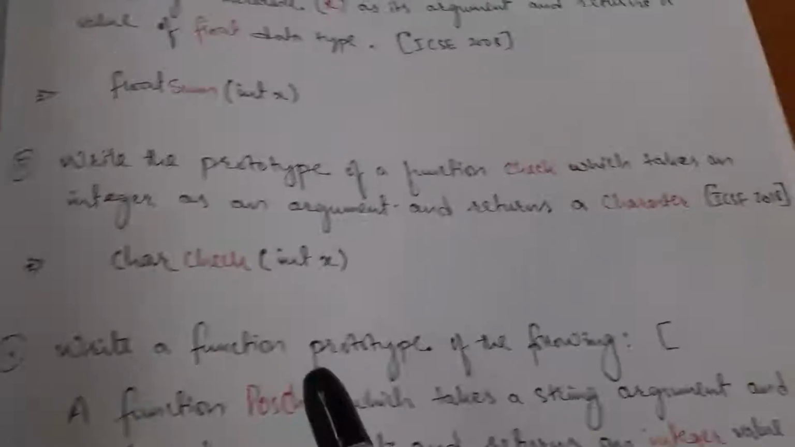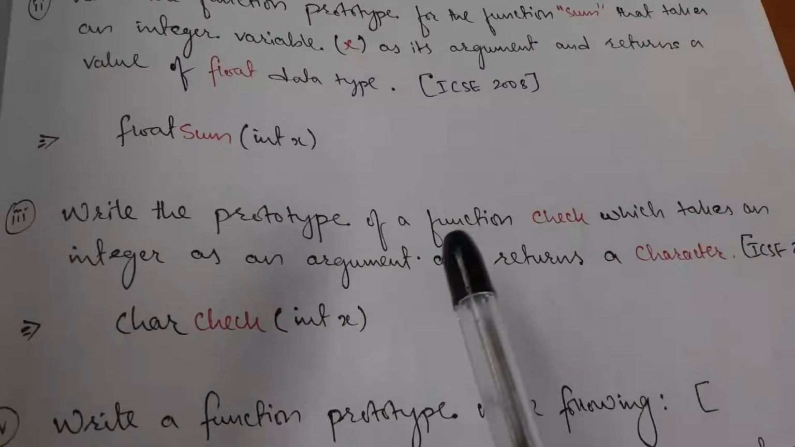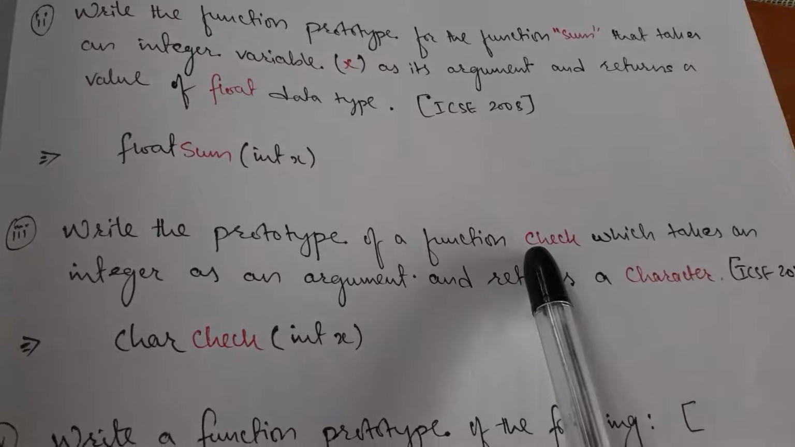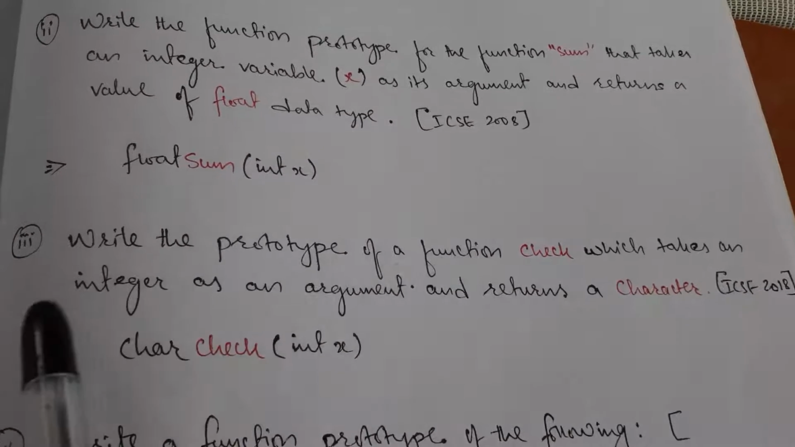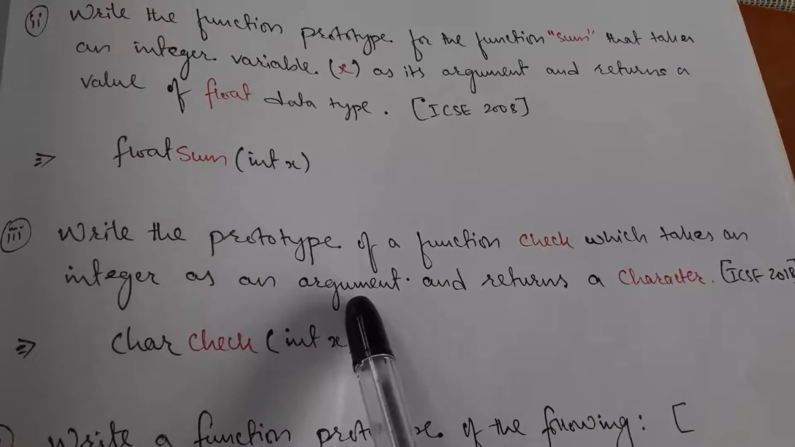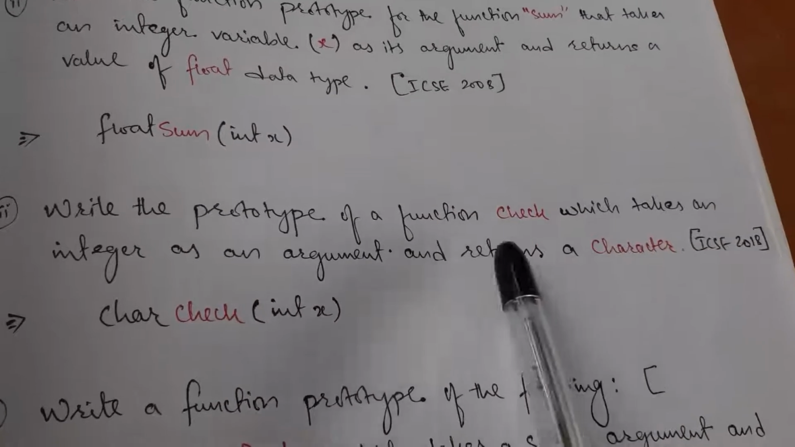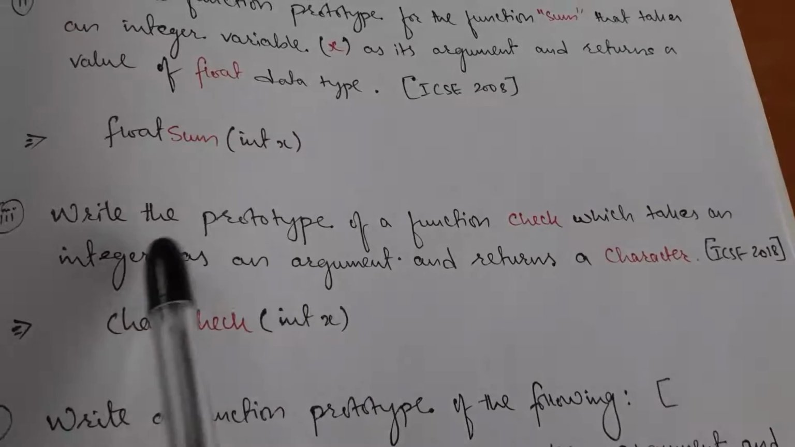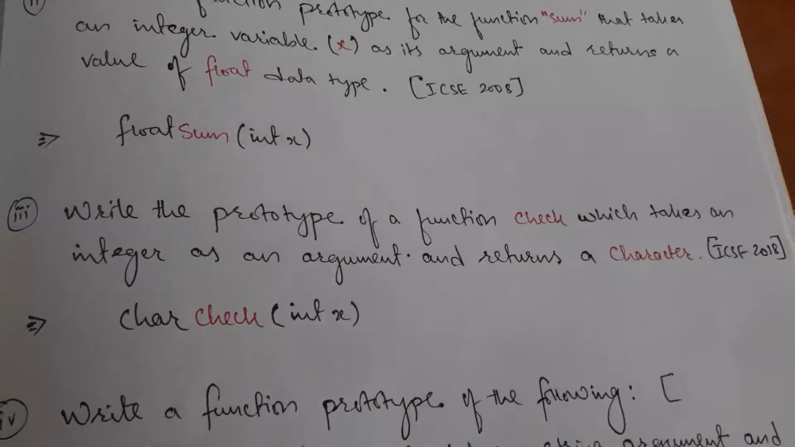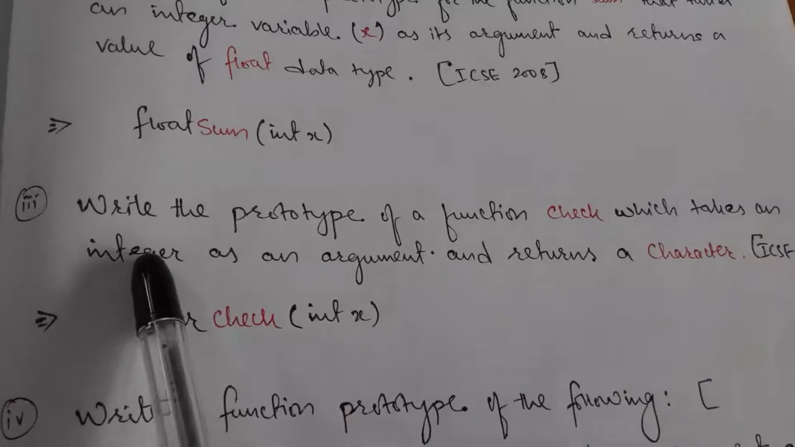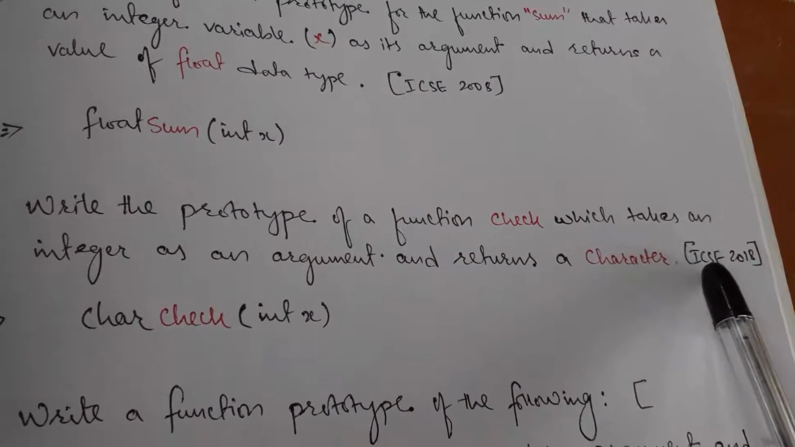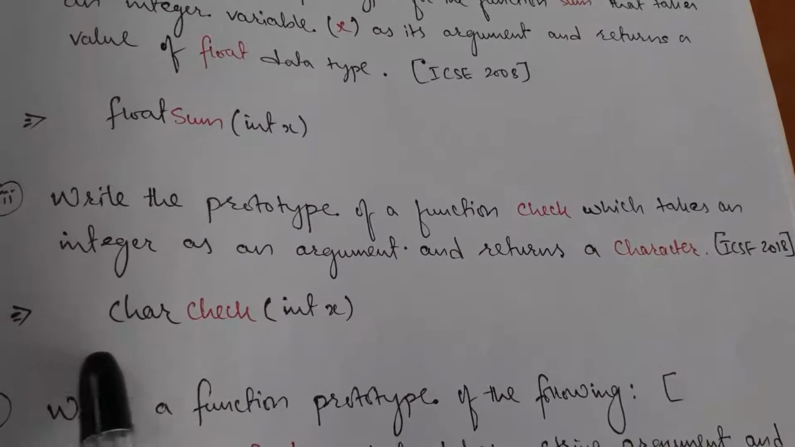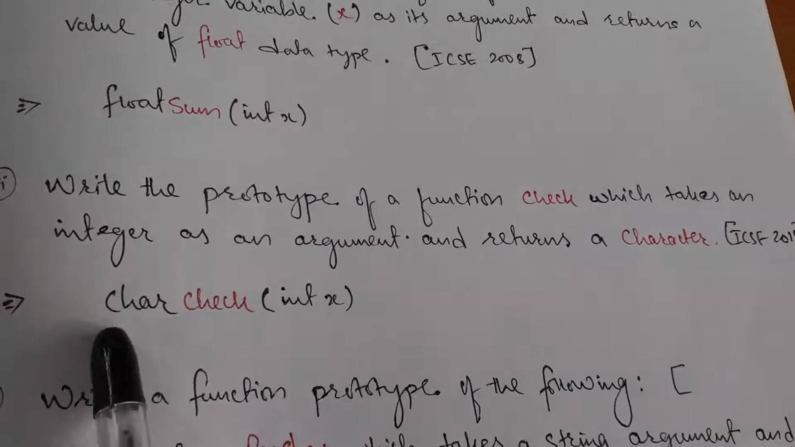Now the third question: write the prototype of a function check. The name of the function is check, which takes an integer as an argument and returns a character. So the return type is character, and the argument it takes inside the parameter list is integer. It came in the year 2018 ICSE exam. So this is how you have to write the method prototype.